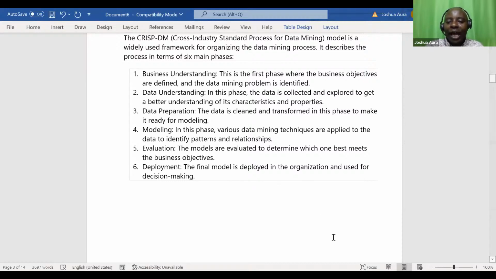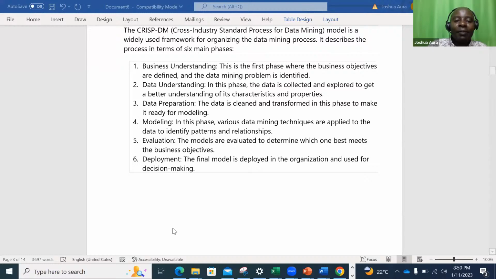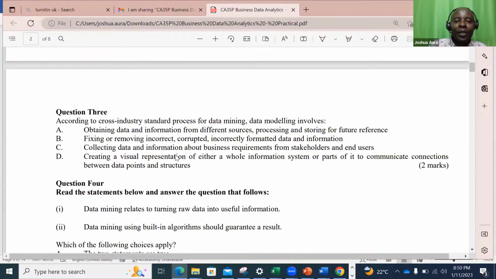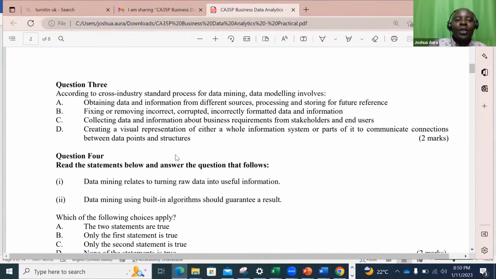Now, allow me to again bring back our paper, the paper that was done last semester. Question number 3. According to the cross-industry standard process for data mining, data modeling involves, could you kindly go through those choices A, B, C, D? Tell me in this case here, what does data modeling involve? Data modeling, according to how you've understood it from up there. What is data modeling?